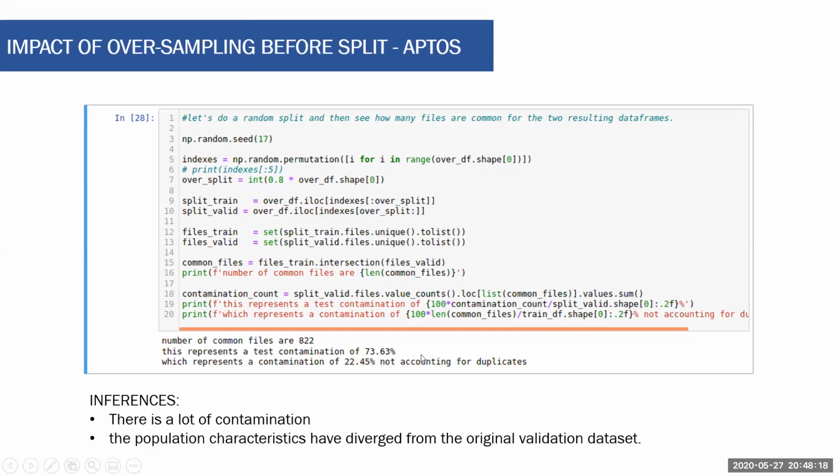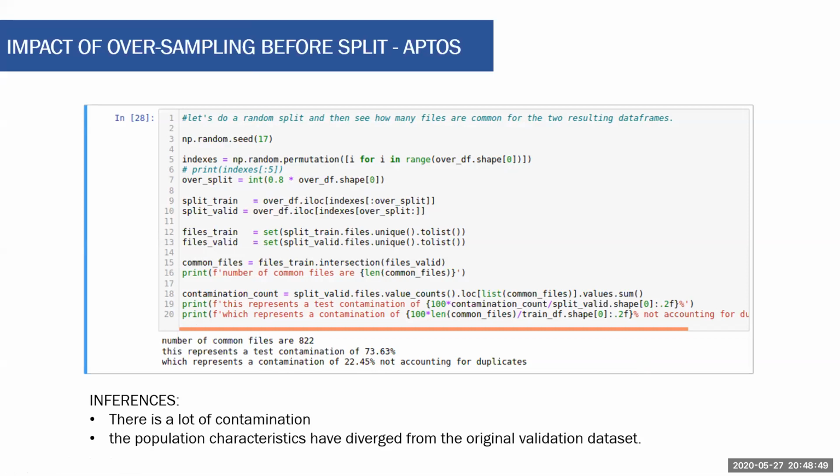So if you oversample before your split in this data set, the number of common files between your train set and test set are 822, which is a huge level of contamination because the train set was maybe 1200 in length, which is here. So you have test contamination of 73%, and the number of unique files overlapping was about 22%. So you see, this is a huge amount of contamination.